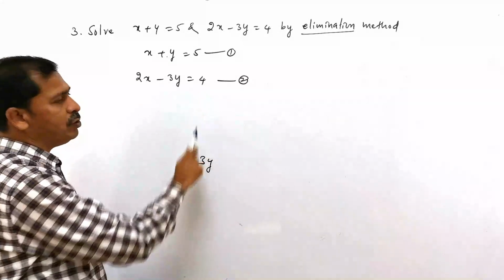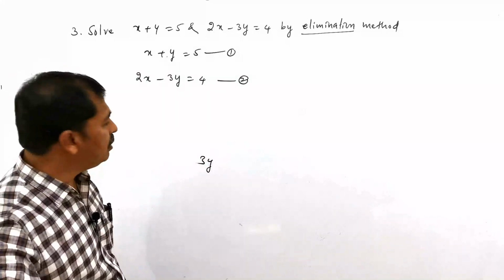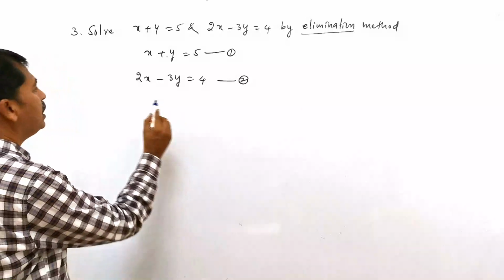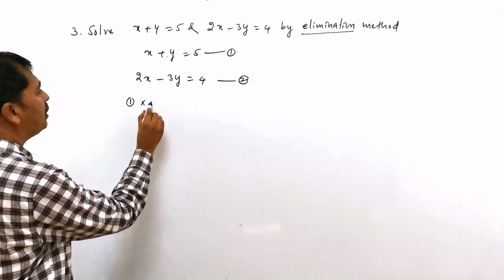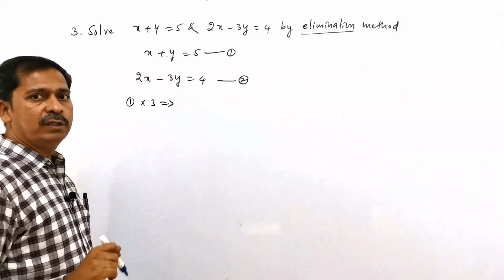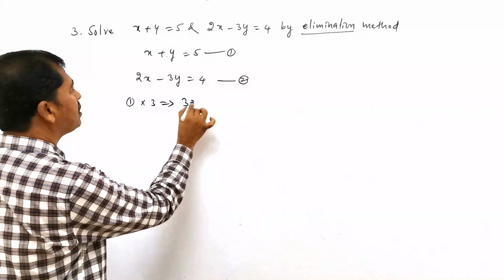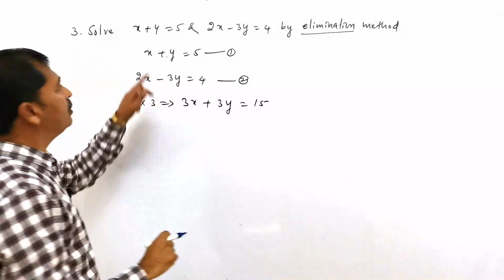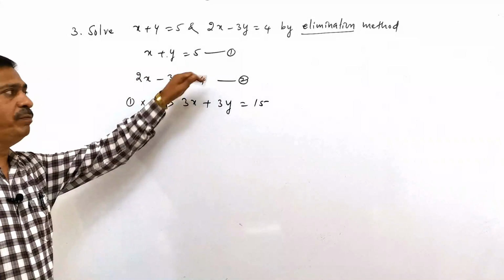For the entire equation, you have to multiply by 3. That is the theme here. So what I can do, equation 1 is to be multiplied by 3. By multiplying by 3, it will be 3x plus 3y equal to 3 5s are 15. 3x plus 3y, 3 5s are 15 here.